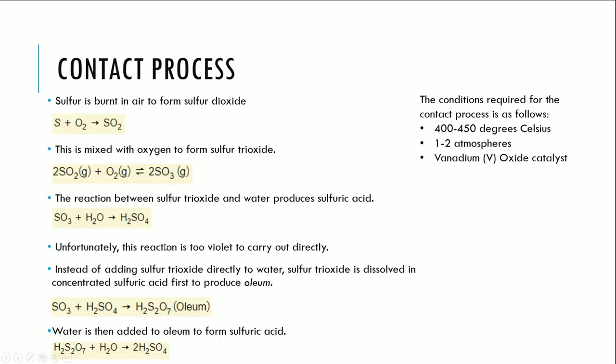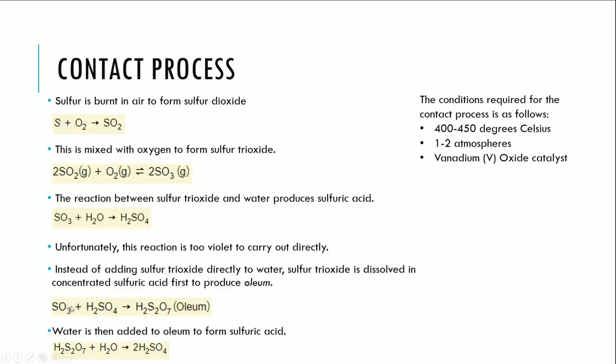Unfortunately, this isn't exactly what we do in the contact process, despite the fact that it works, because this reaction between sulfur trioxide and water is very, very violent and explosive. And so you can't really do that to make sulfuric acid. Instead, what you do is basically add sulfur trioxide. You dissolve that or add it into sulfuric acid or concentrated sulfuric acid, and we produce something called oleum.